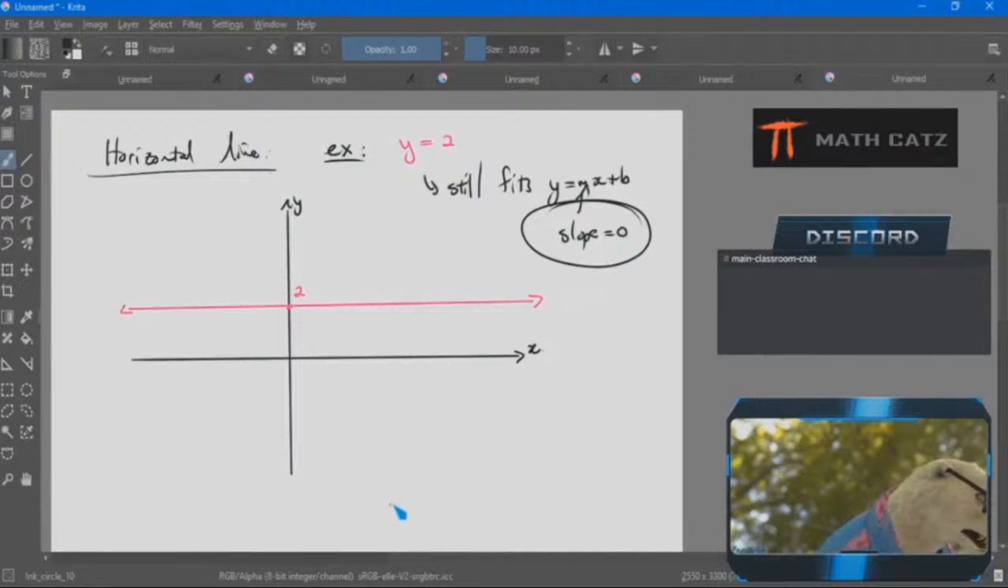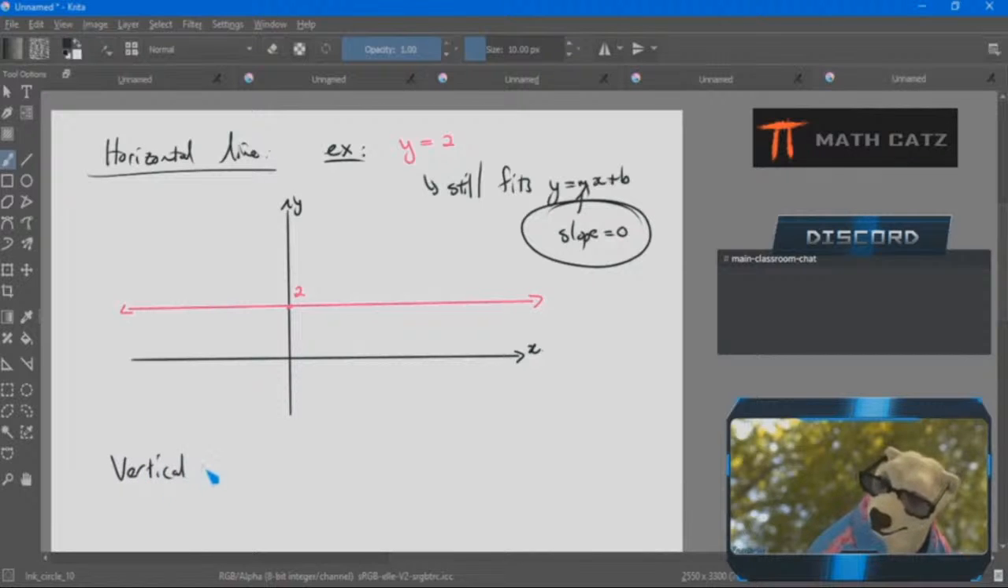This is going to come up numerous times in the future. So very, very important. Everything I say is important, but if I emphasize it's important, then you know. Definitely important. The other one is a vertical straight line.